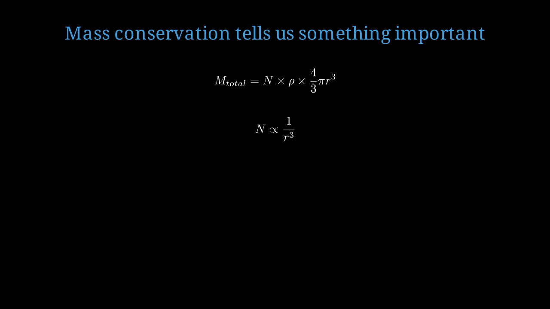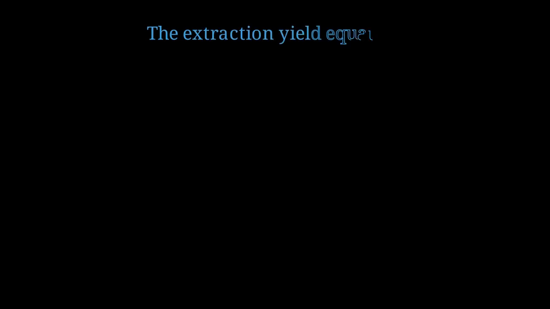So if we halve the particle size, we get 8 times as many particles. Therefore, the total surface area is proportional to 1 over r. Halving the particle size doubles the total surface area. This dramatically increases the extraction rate. We can write a simplified equation for extraction yield based on these principles. Yield equals Y max times 1 minus e to the negative kt, where k is the extraction rate constant and t is time. The rate constant k is proportional to diffusion coefficient times surface area divided by volume, which scales as 1 over r squared. Smaller particles extract much faster.